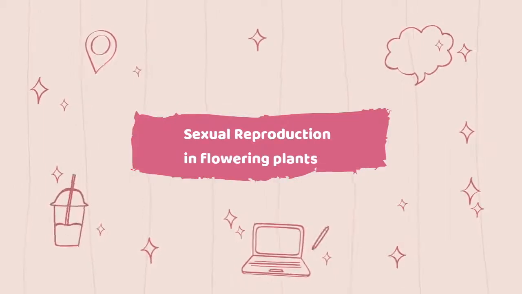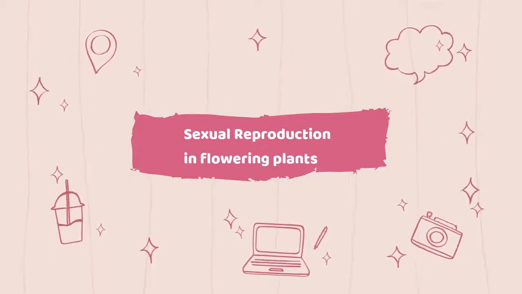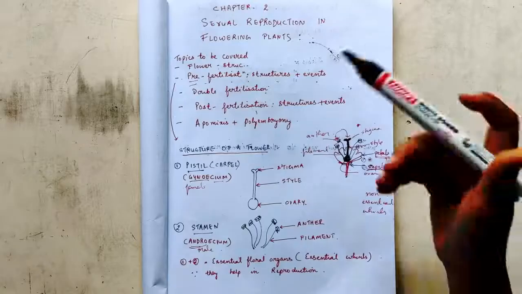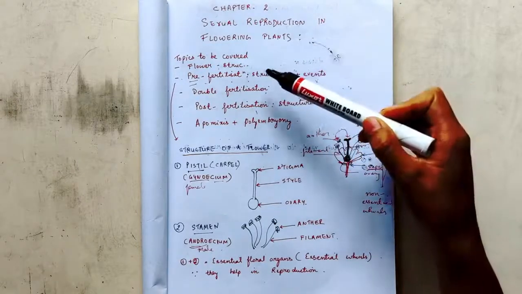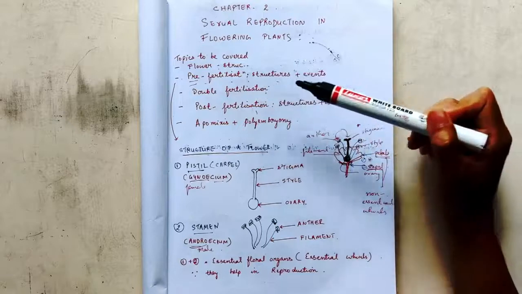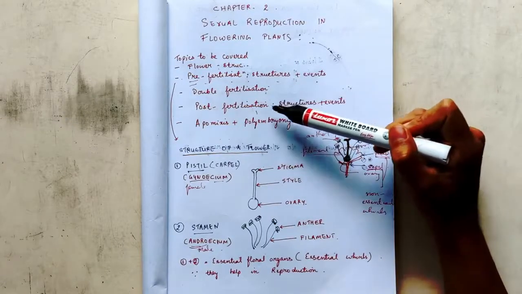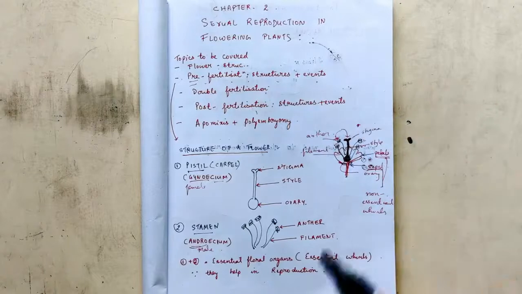Sexual reproduction in flowering plants. Topics to be covered: flower structure, pre-fertilization, fertilization, the structures and events, double fertilization, post-fertilization, what happens after fertilization.